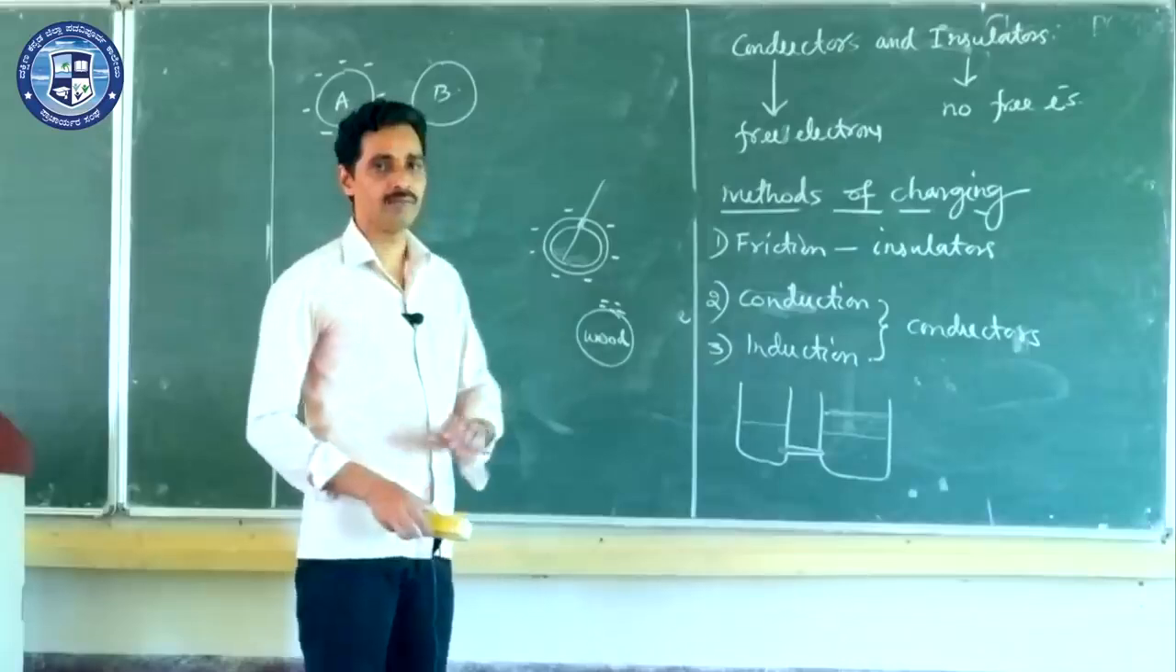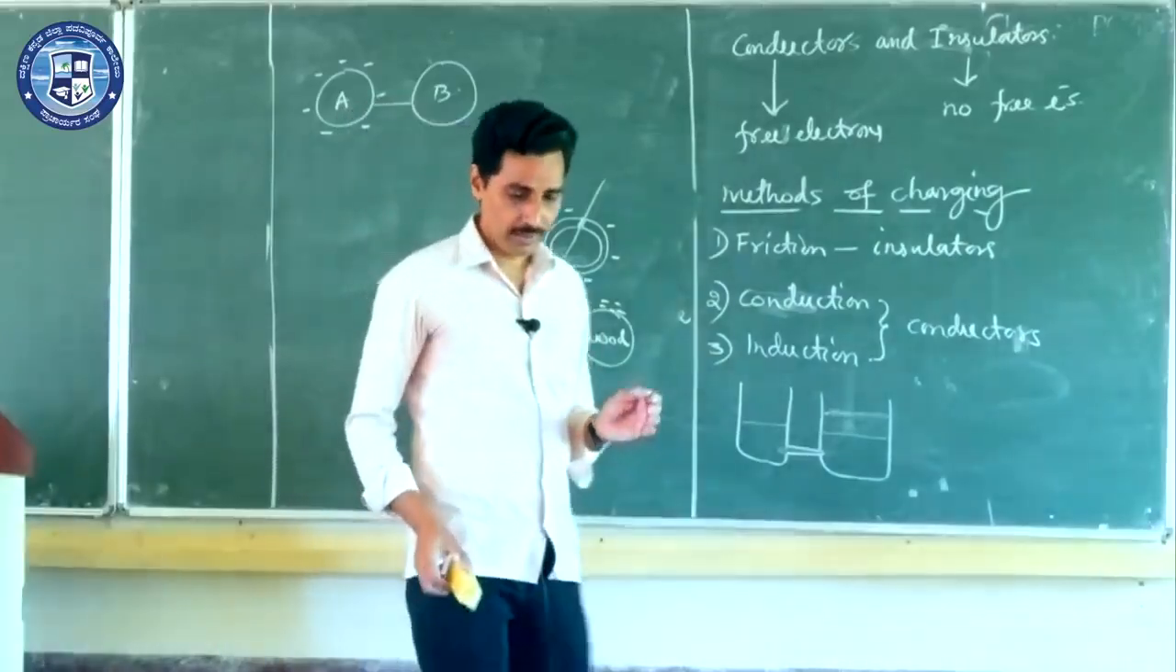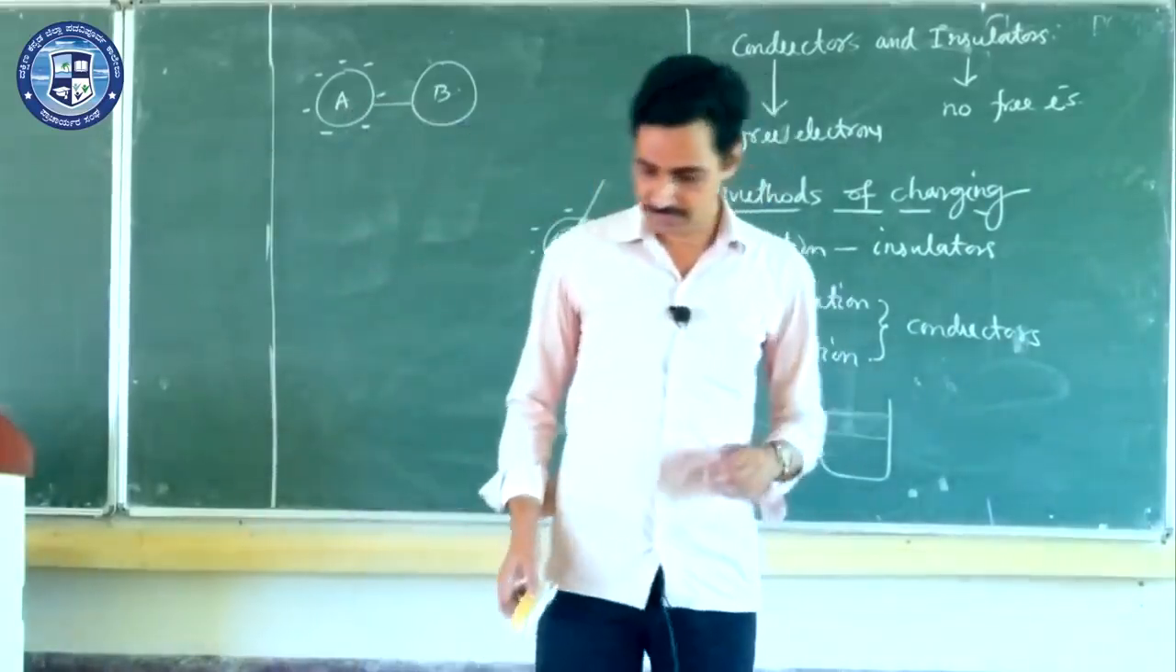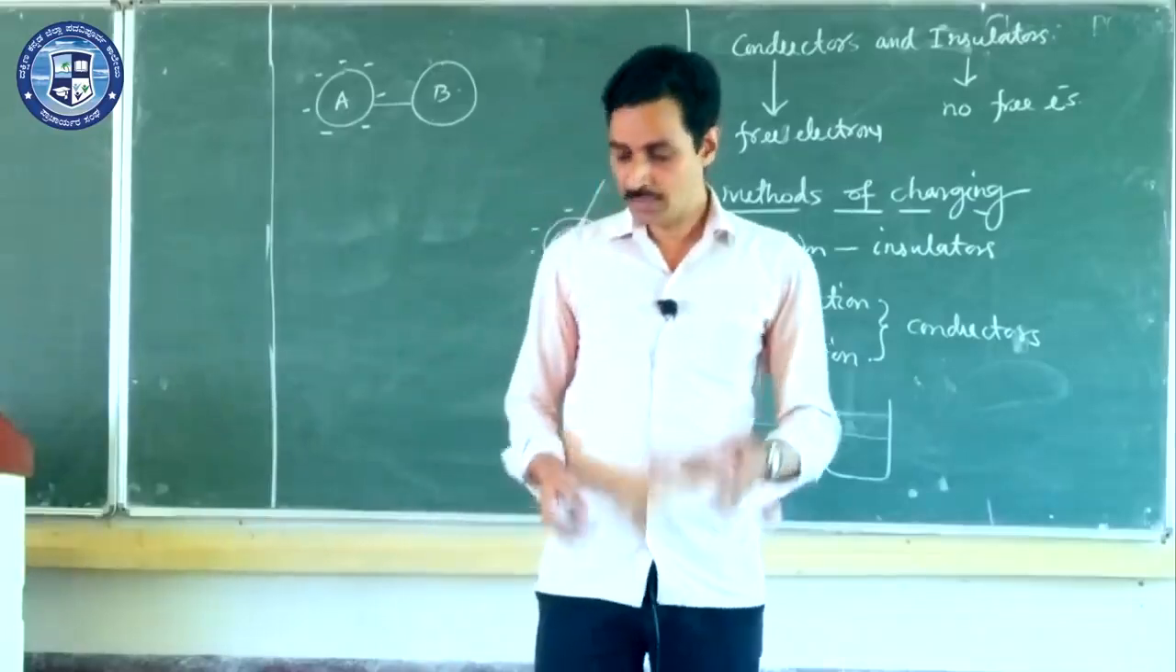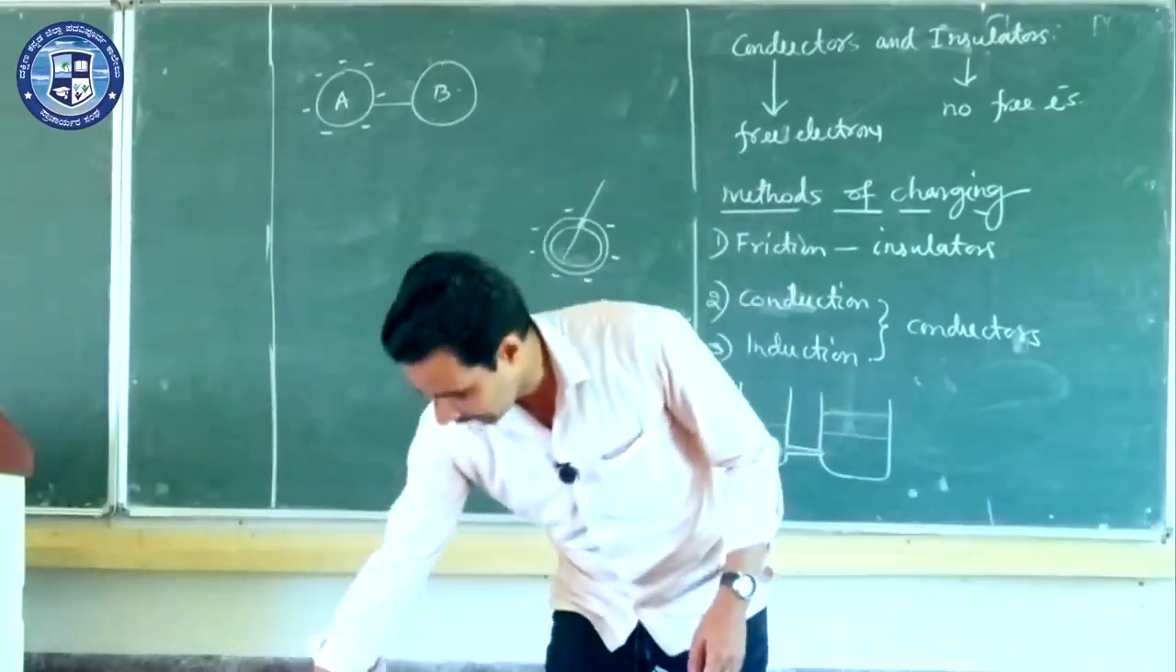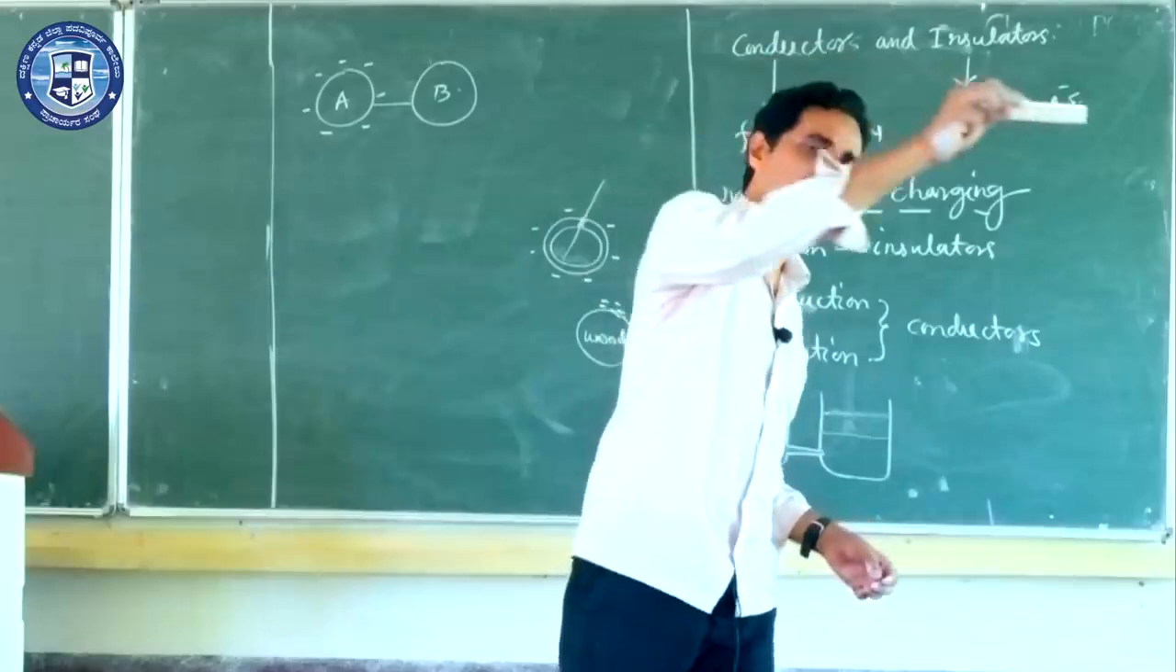And in a conductor, they come outside. And you have a beautiful example for this. What happens in our day-to-day life? You know, aeroplane moves in air, right? And it flows with a very high speed through air.